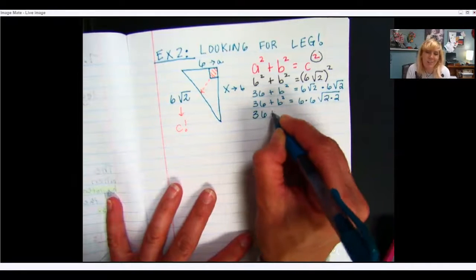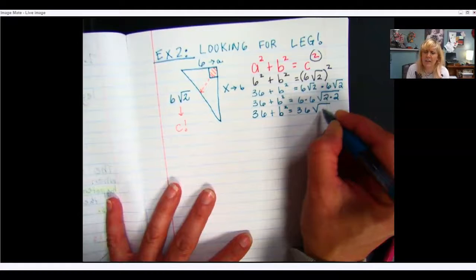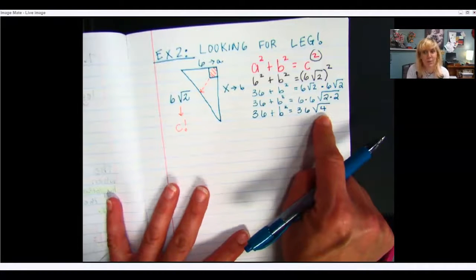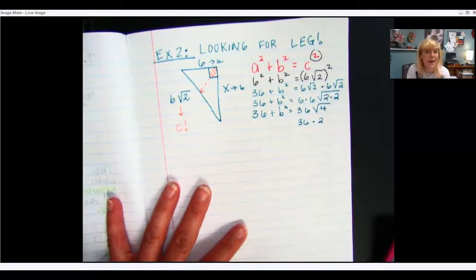Remember, when you multiply square roots, you can put them all together like that. All right, just going to copy 36 plus b squared. 6 times 6, you guys know that. And then 2 times 2 is 4. Y'all, 4 is a perfect square. Watch. All right, so we are going to have that be 36 times 2. I know that because the square root of 4 is 2.